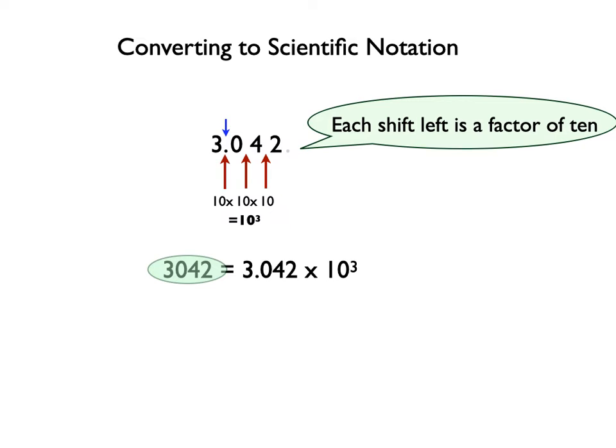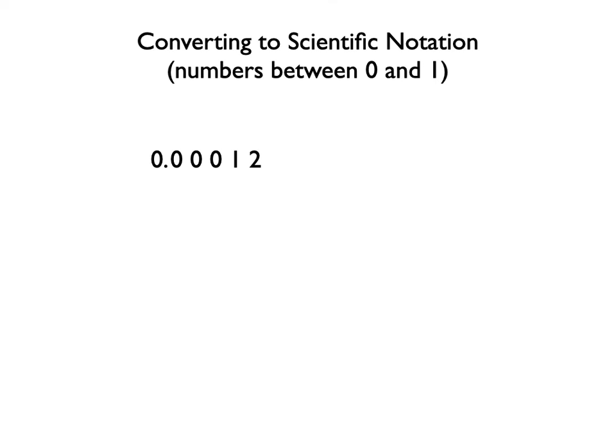We can also use scientific notation for numbers smaller than 1. Consider the number 0.00012. We need to start with a number between 1 and 10, so in this case we need to move the decimal place from here to here. That means we need to move the decimal point 1, 2, 3, 4 places to the right.